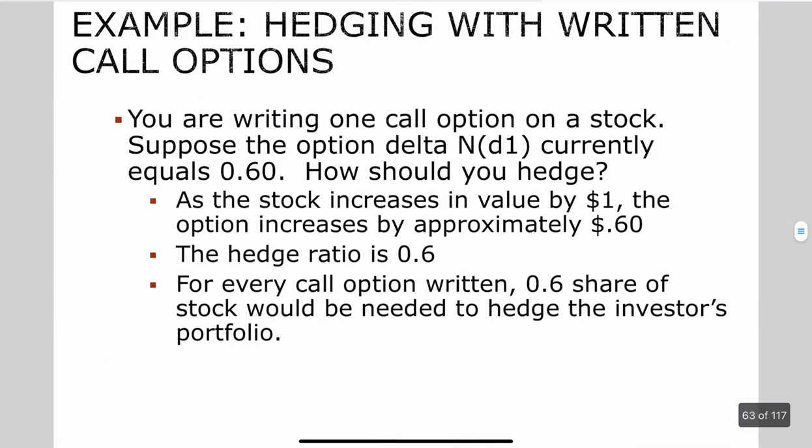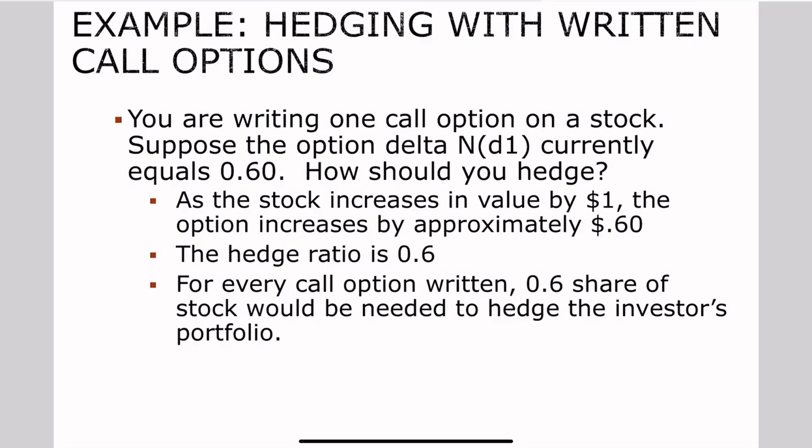Now let's see some examples. Try to understand how the hedging works. So let's say you're writing one call option on a stock. So you're an option seller, and you're selling calls. Why do you want to sell calls? Well, because when you sell calls to a call option buyer, this buyer will give you money, right? So you want to earn that money.